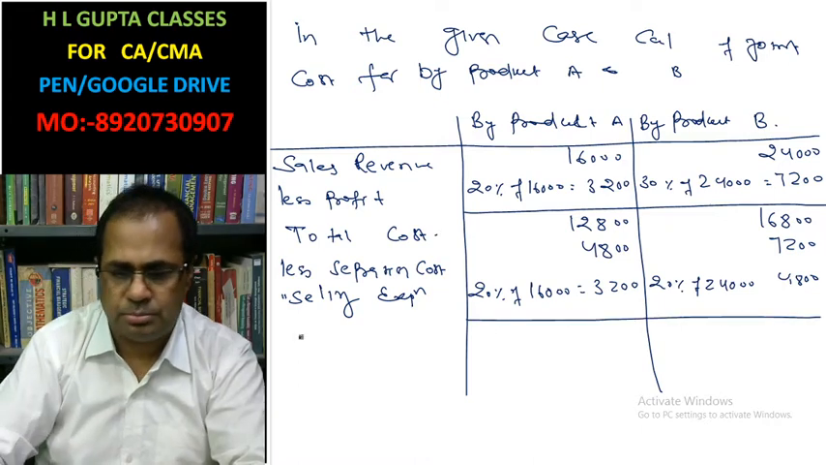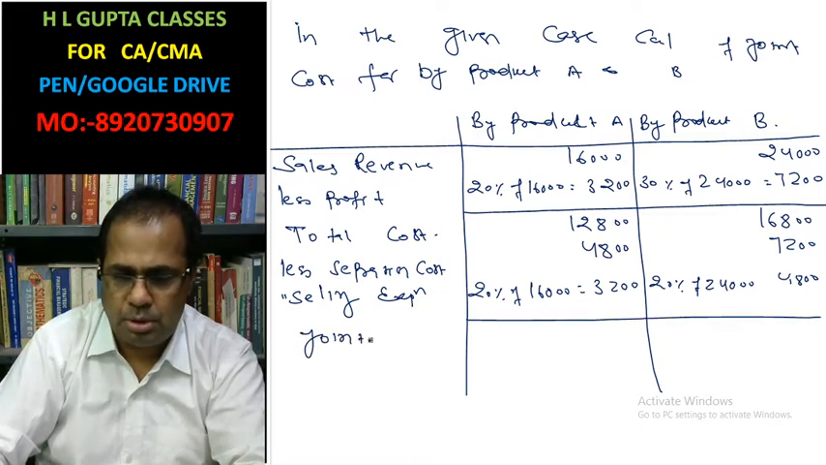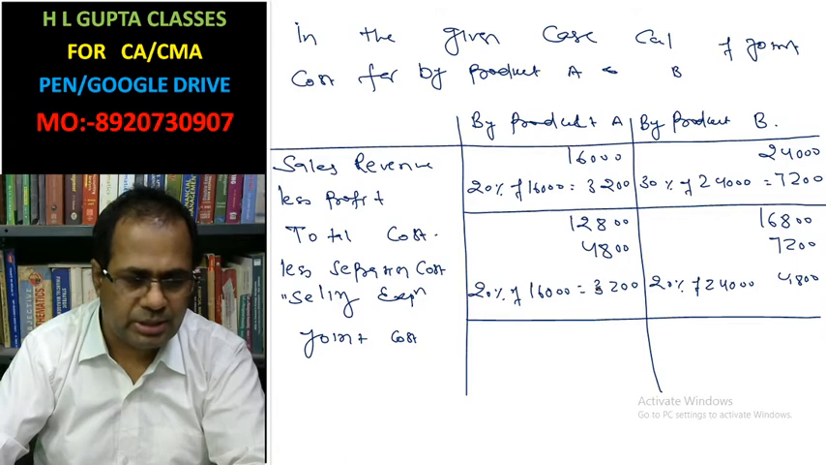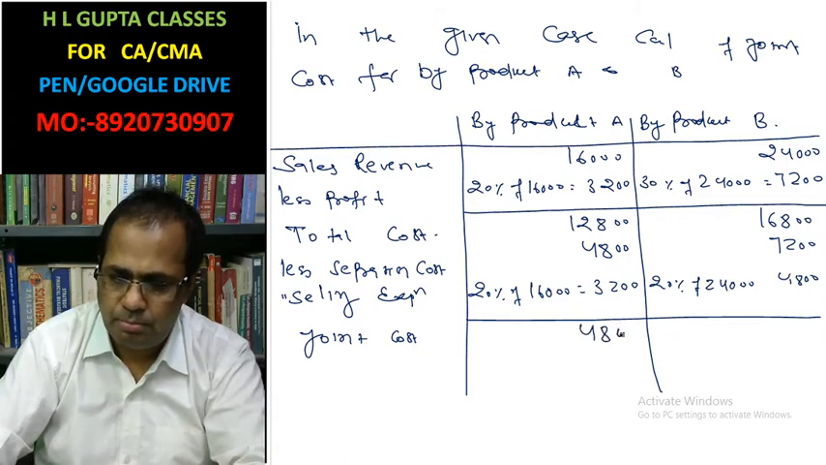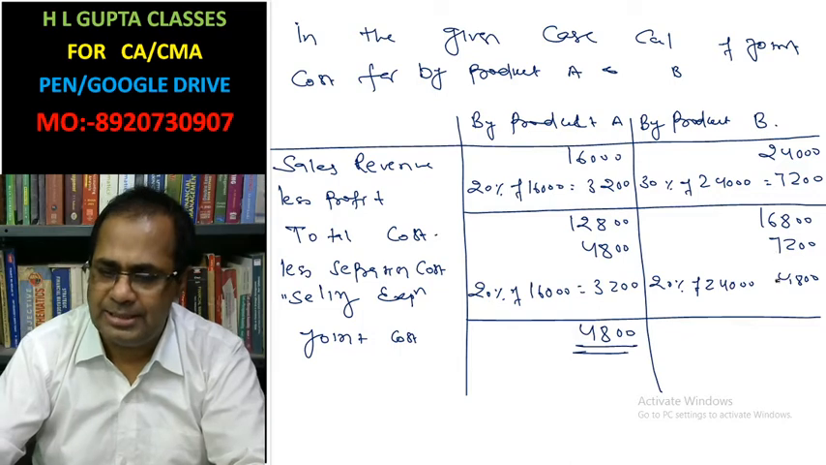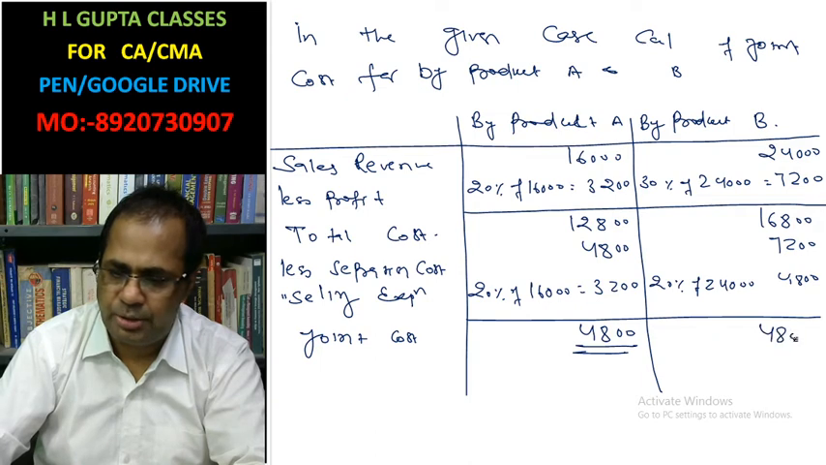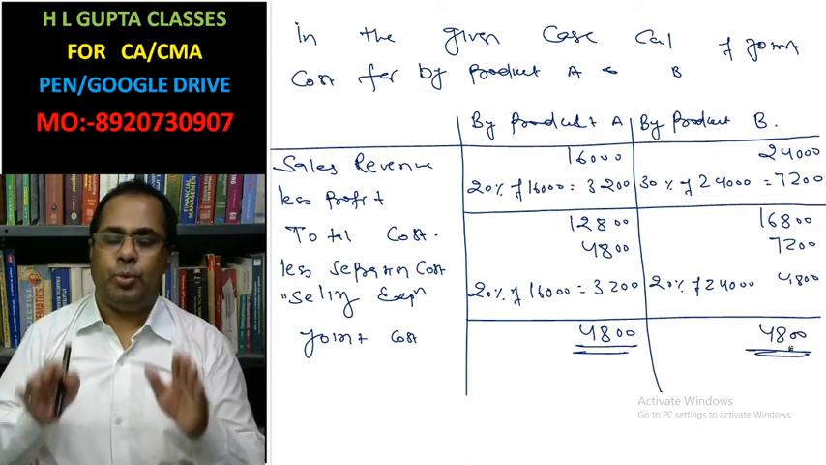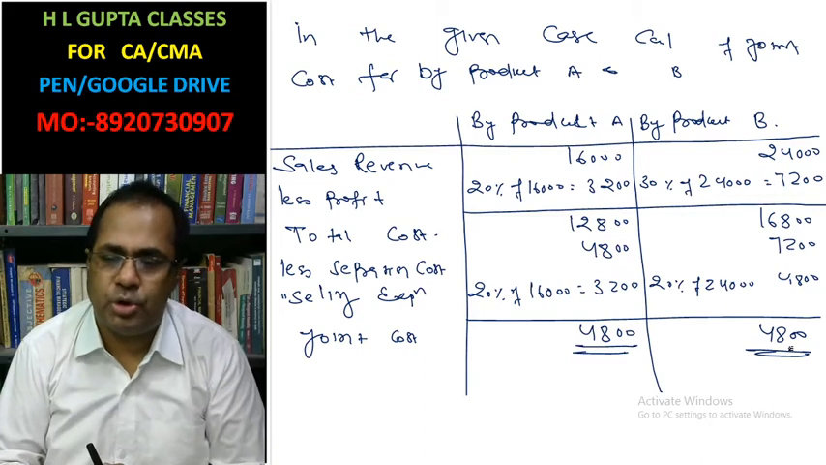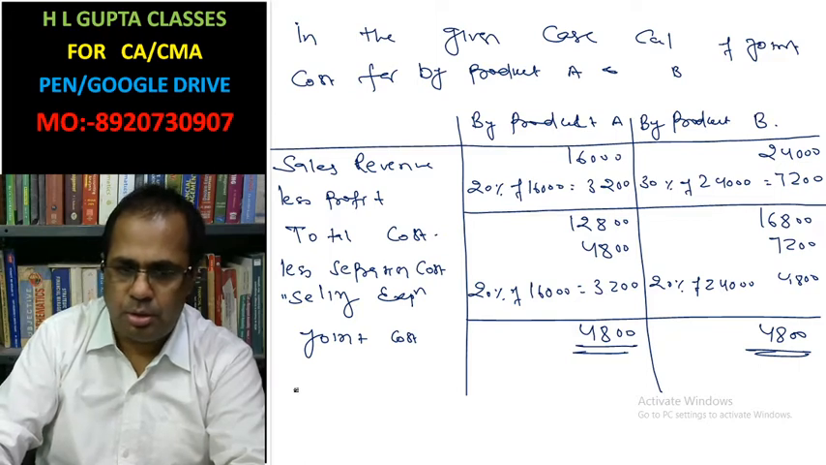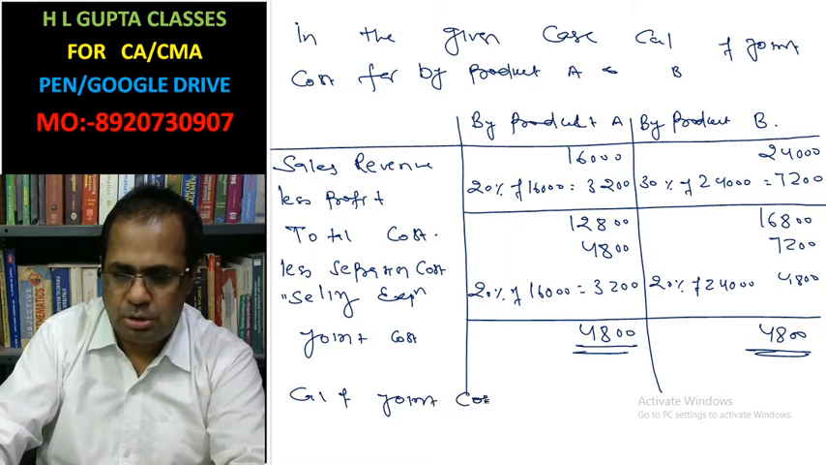Then what will come? This is the joint cost. 4,800 is the joint cost here, and 4,800 is the joint cost here also. Okay, we have calculated the joint cost of byproducts A and B. So how will we calculate the joint cost of the main product A?